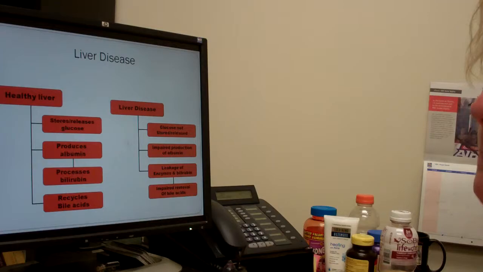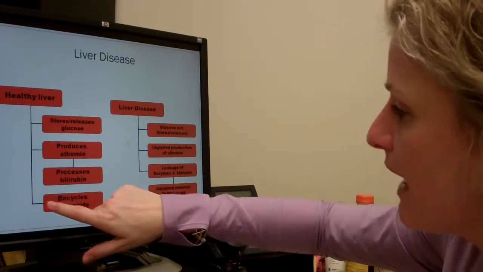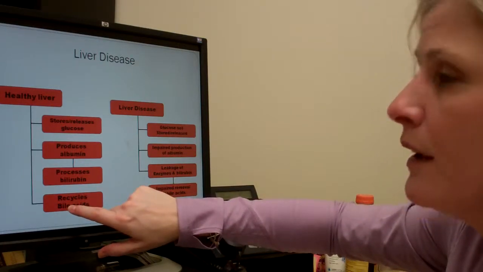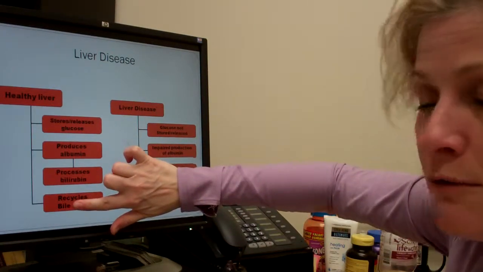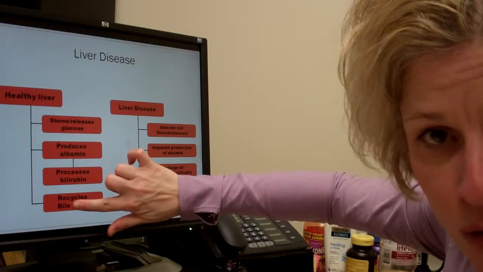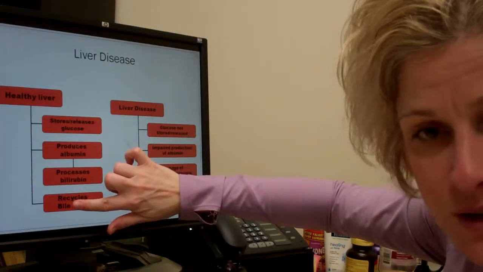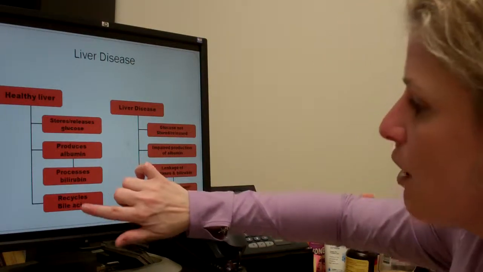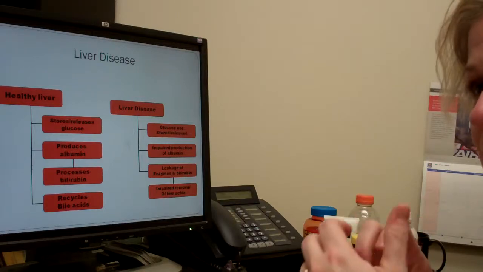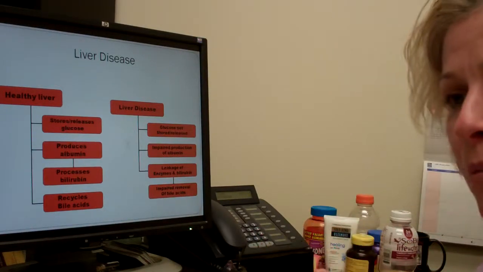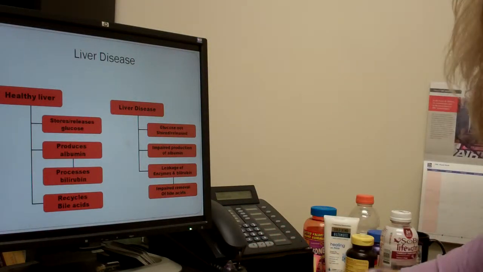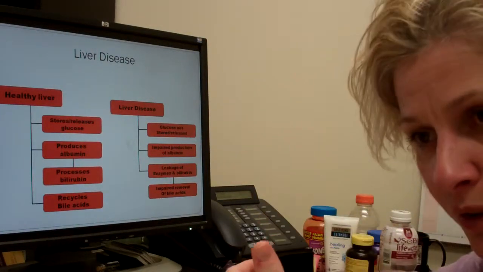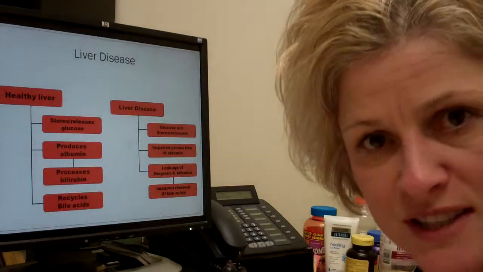Bile acids. Bile. Think back to comparative anatomy. The liver manufactured bile, not bile acids, it manufactured bile, stored it in the gallbladder, and then released it into the intestinal tract, helpful for digestion. Bile acids are something similar but different that are important for gastrointestinal digestion. And if we can't recycle this, then the recycling plant shuts down.